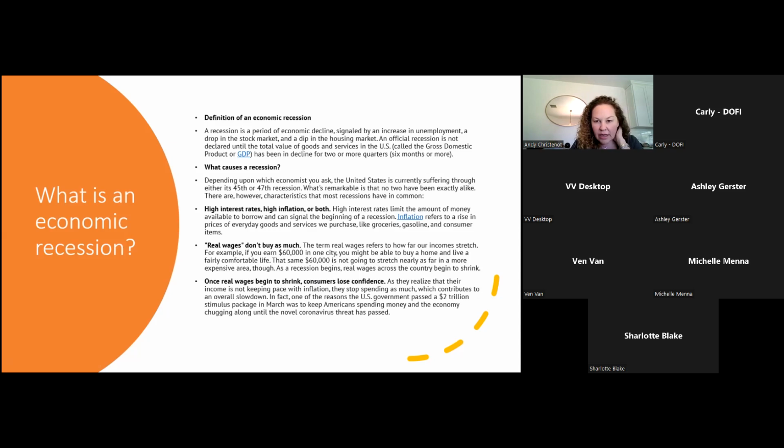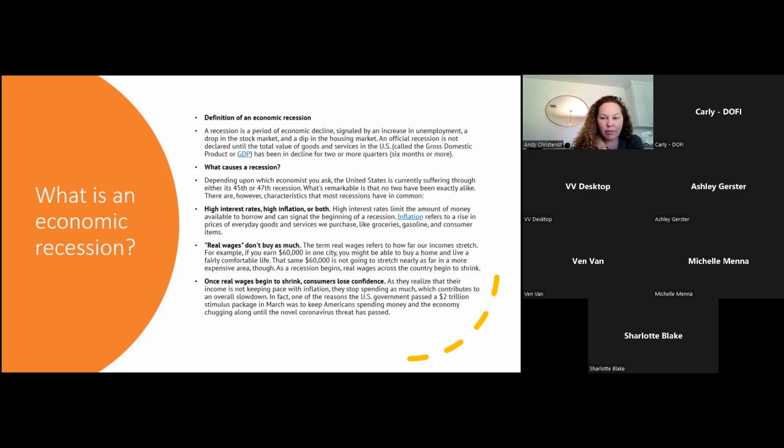Once real wages begin to shrink, consumers lose confidence. As they realize that their income is not keeping pace with inflation, they stop spending as much, which contributes to an overall slowdown. In fact, one of the reasons the US government passed a $2 trillion stimulus package, this must have been in COVID days, was to keep Americans spending money and the economy chugging along until the coronavirus had passed. So again, I think I said this before, the government was pumping money into the economy to stimulate the economy during COVID and while things were shut down, to keep people spending.